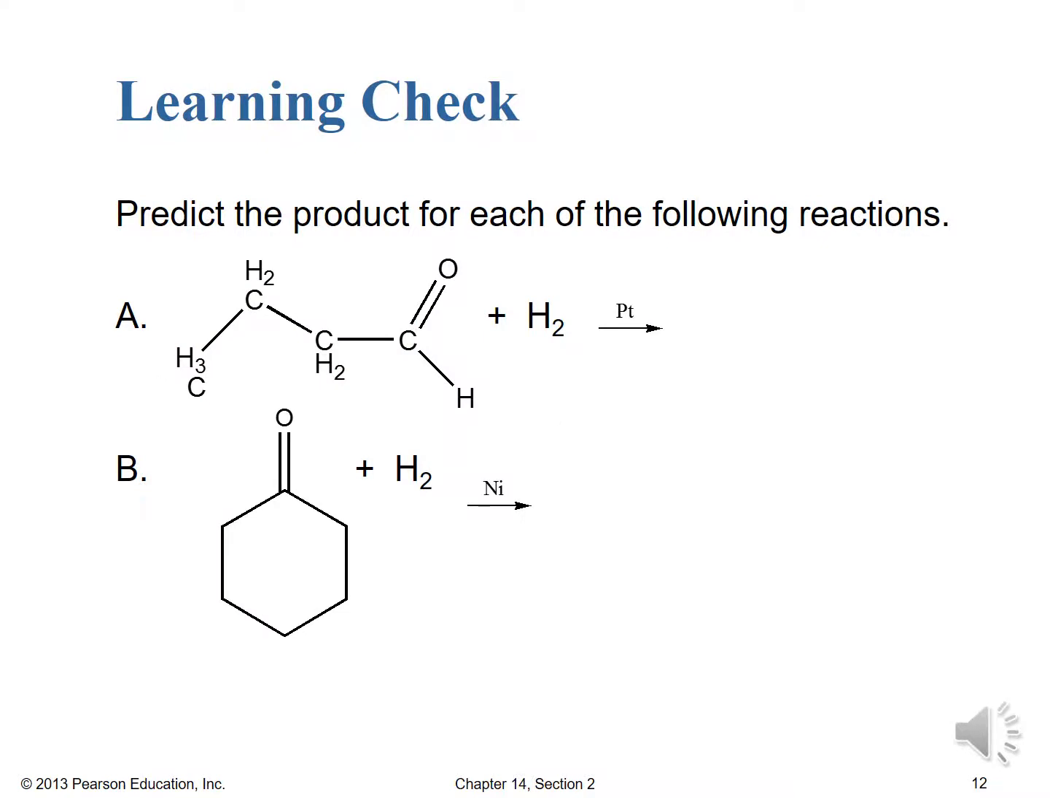Okay, so before we leave this chapter section, let's go ahead and end with a learning check. In this learning check, you will predict the product for each of the following reactions. So in the first case, we have an aldehyde. The second case, we have a ketone. And if you would please go ahead and stop the video here, complete the reaction with the products, and start back up when you're ready to check that work. Good luck.